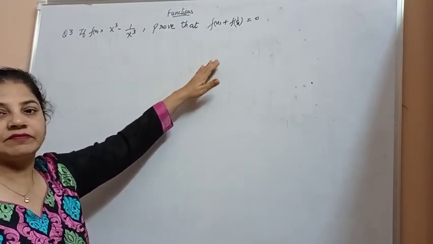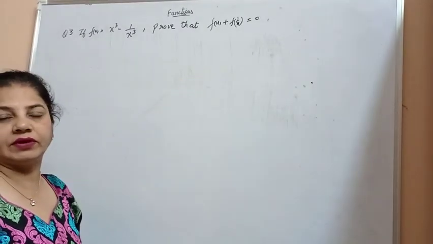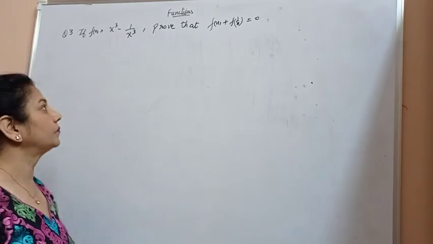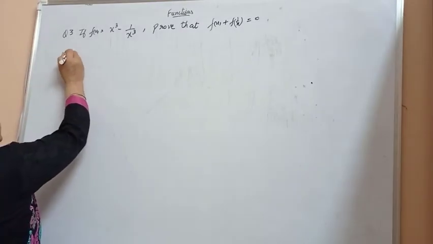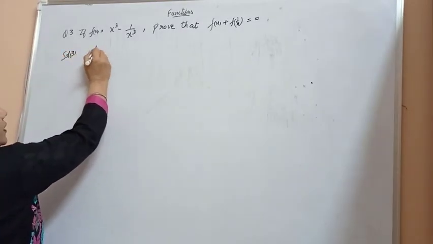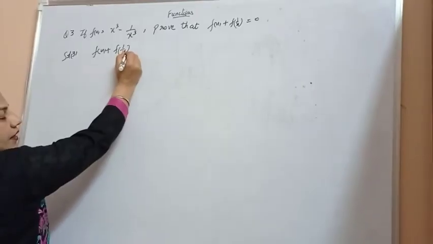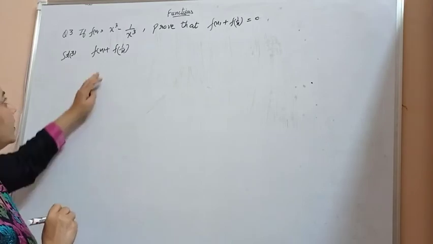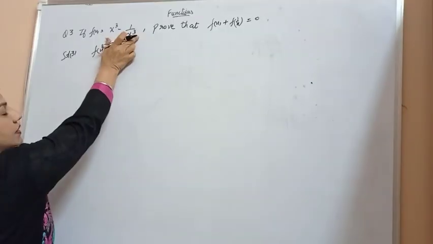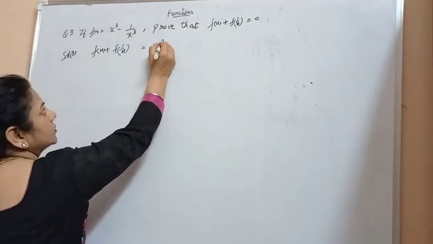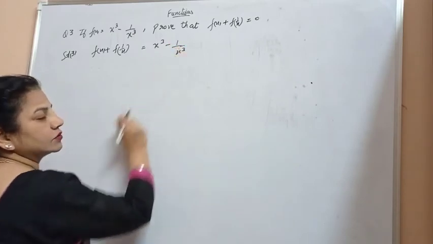The function f(x) is given as x cube minus 1 upon x cube. Prove that f(x) plus f of 1 upon x is equal to 0. First of all, f(x) plus f of 1 upon x. I will calculate for f(x). F(x) is the function itself. That means x cube minus 1 upon x cube.